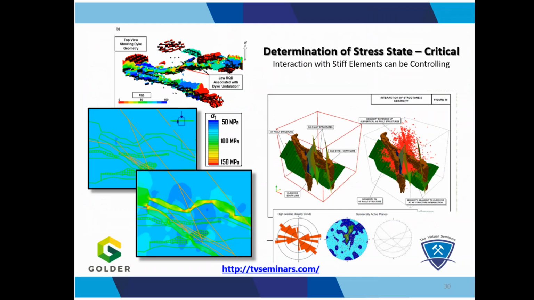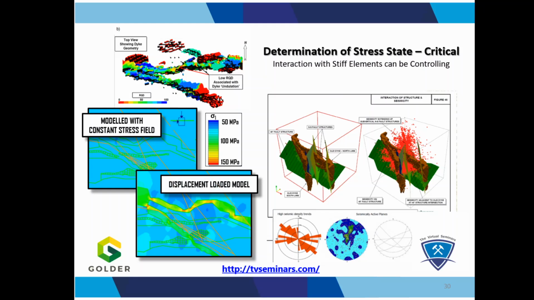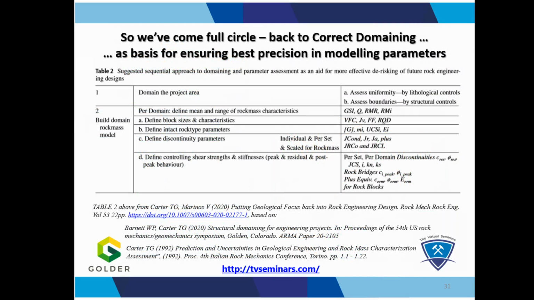So as we see, determination of stress state is critical. And if we're trying to back analyze rock burst conditions, we must worry about the stress field not being constant, but perhaps being influenced by stiffer members within the rock mass. The stiff dike here is taking load. These showed the seismicity. And now I'm going to hand over to Joe to talk about stress in greater detail, because we've come back full circle.